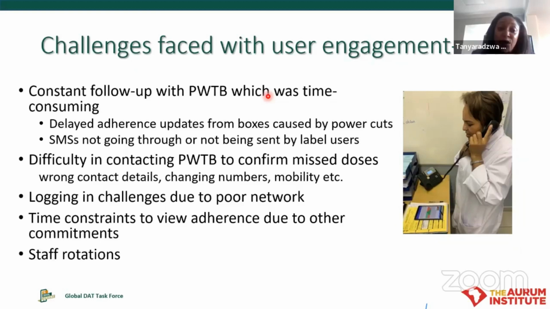And some healthcare workers experienced logging-in challenges due to poor network, which was exacerbated by those power cuts. There were also time constraints to view adherence due to other commitments, especially in this district, Cape Town, where there was no support from the interns. So it was only routine-based staff implementing the study. During the times when they were busy with audits or other commitments, there was no engagement with the technology, and staff rotations also affected engagement with the technology at the facilities until someone was trained to take over.